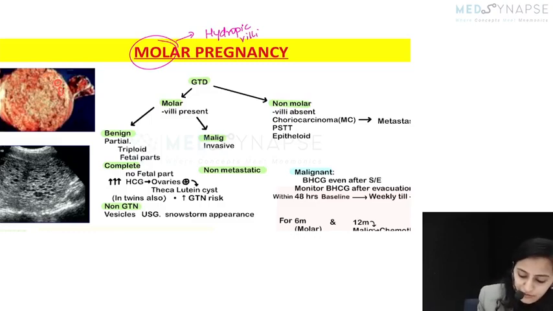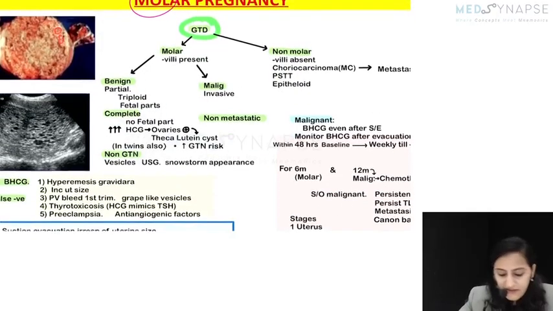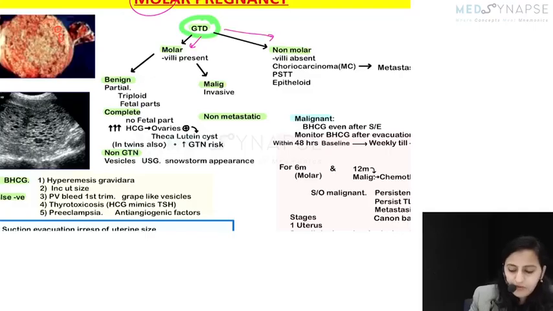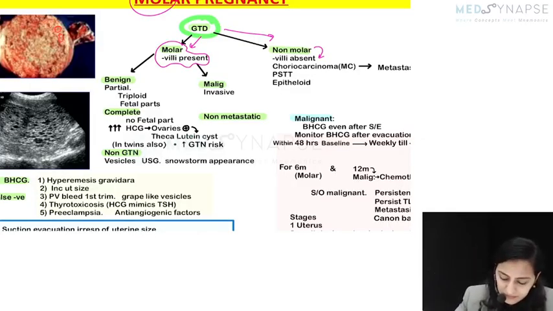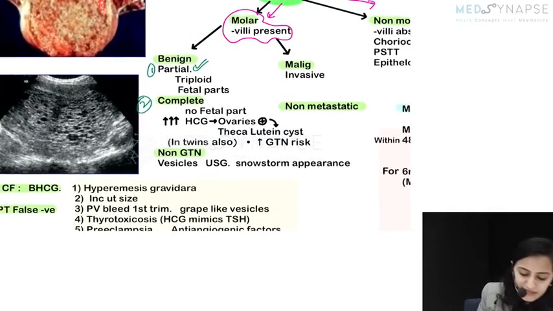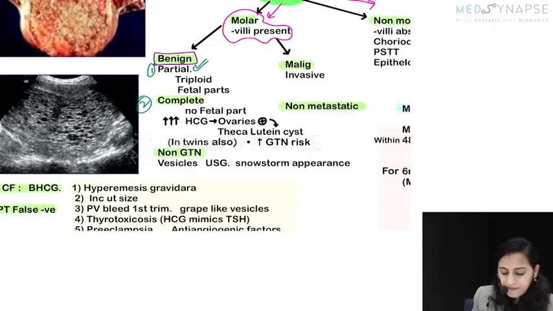So your gestational trophoblastic disease is divided into molar and non-molar. Molar means the villi are present. Non-molar means the villi are absent. In the molar type, you have the partial molar and the complete molar pregnancy, which are benign. And if this becomes invasive molar pregnancy, then this is malignant.